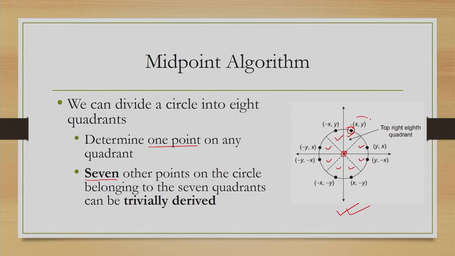So, if this point is x y, then we can say this point will be y x, this will be y minus x, this one will be x minus y, this one will be minus x minus y, this one will be minus y minus x, this one will be minus y x, and this one will be minus x y. This we can straight away determine without any further computation.